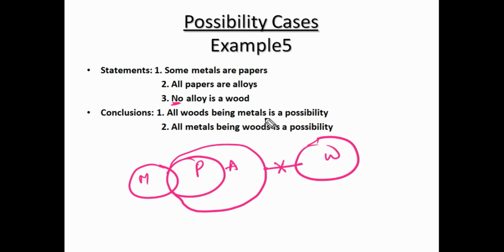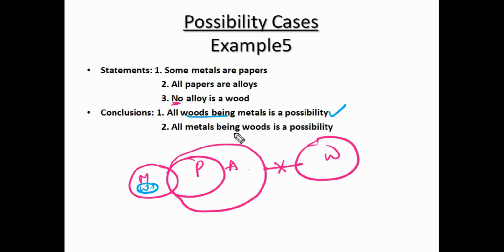All wood being metals is a possibility. All wood being metal is a possibility or not? Sir, wood should not intersect with alloy only. But if you draw complete wood inside metal, is it a possibility or not? Without intersecting with alloy, it can intersect with any other circle, right? So yes, all woods being a metal is a possibility.